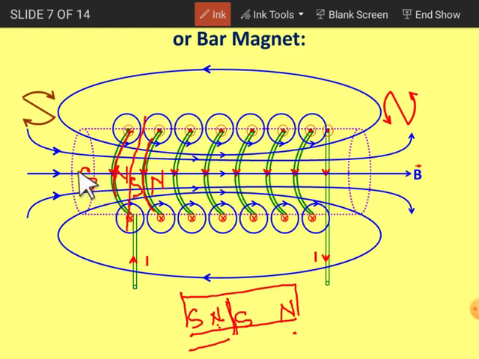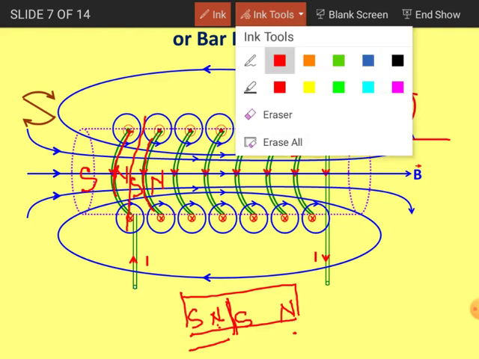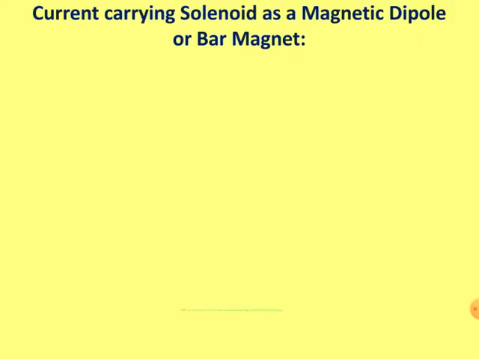As I said, the difference is that in the case of the solenoid, your magnetic line of force is a continuous one, but in the case of a bar magnet, the magnetic line of force originates from the north pole and terminates at the south pole. That much difference is there. Now let's see, in the case of a bar magnet.